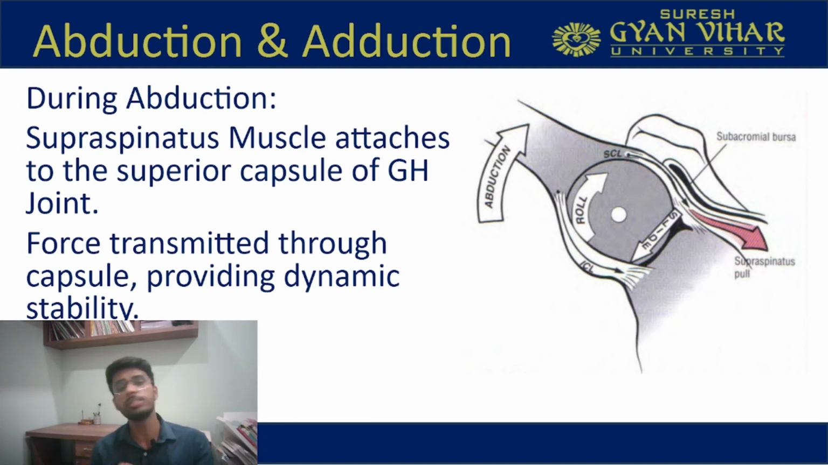Then how is the dynamic stability given to the joint? Dynamic stability means the stability that is gained when the motion is happening. This dynamic stability actually comes from the fact that all the rotator cuff muscles attach at the capsule. So whenever there is a movement at any joint, this capsule is functioning to provide the dynamic stability, because there are muscles attached to it. This we will study in depth in the coming slides also. For now, let's understand this much, that the supraspinatus muscle also contributes to the dynamic stability by attaching on the superior capsule of the glenohumeral joint.